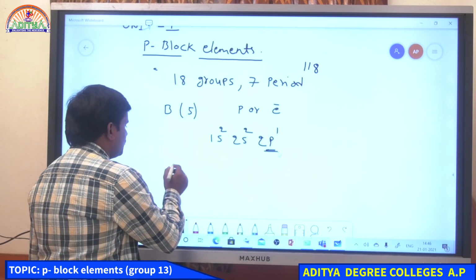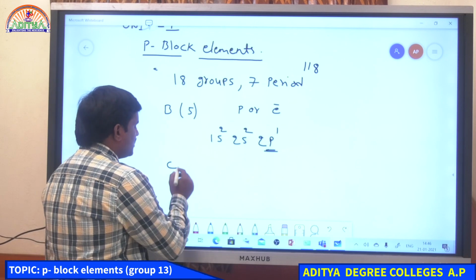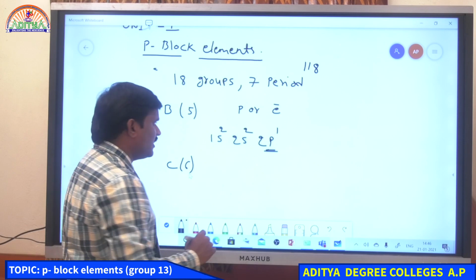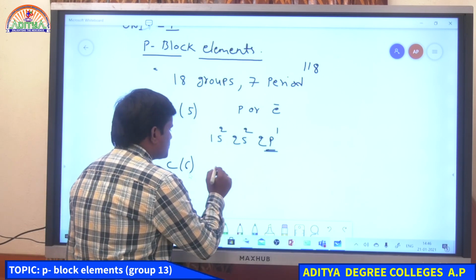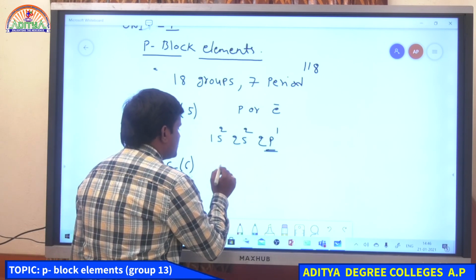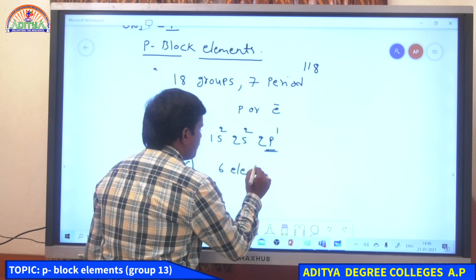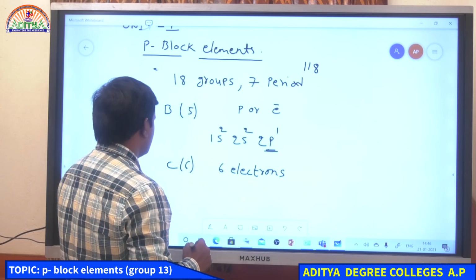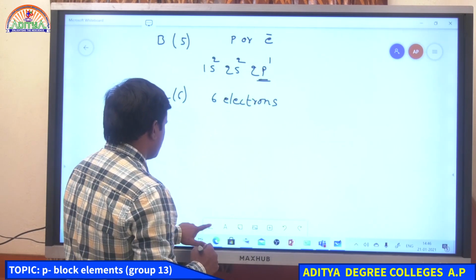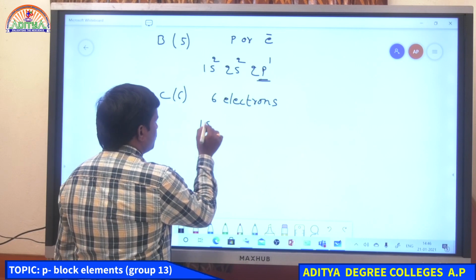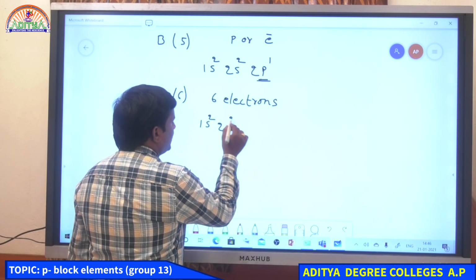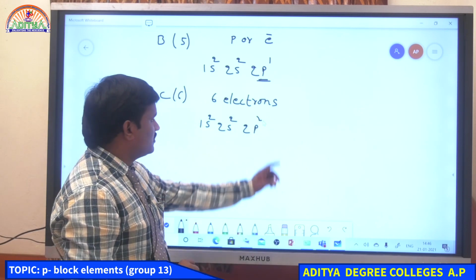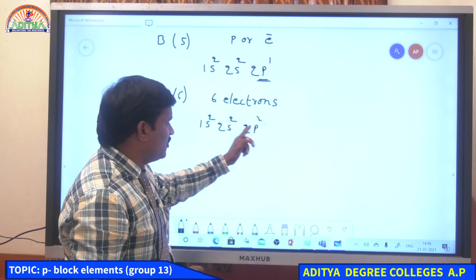Next, for the second example, carbon. So what is the atomic number of carbon? Carbon is 6, and it has totally 6 electrons, and hence the electronic configuration is 1s2, 2s2, and 2p2 because of 6 electrons in total. And also this last electron again enters into p orbital.